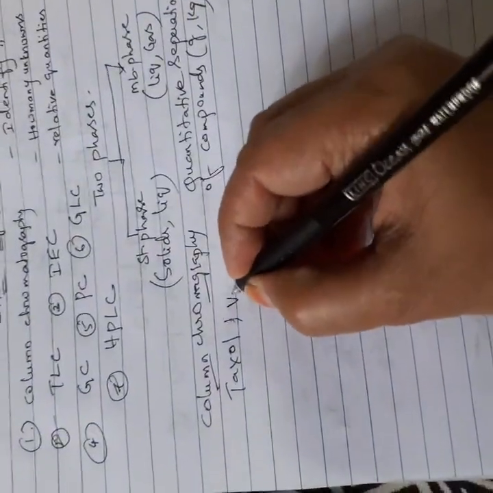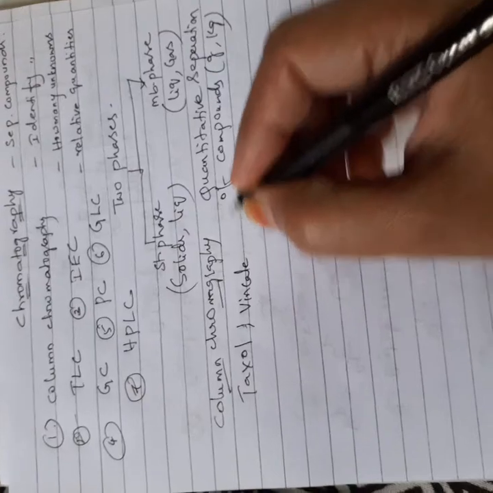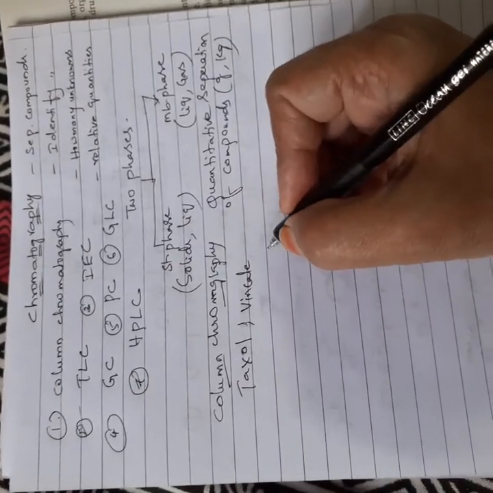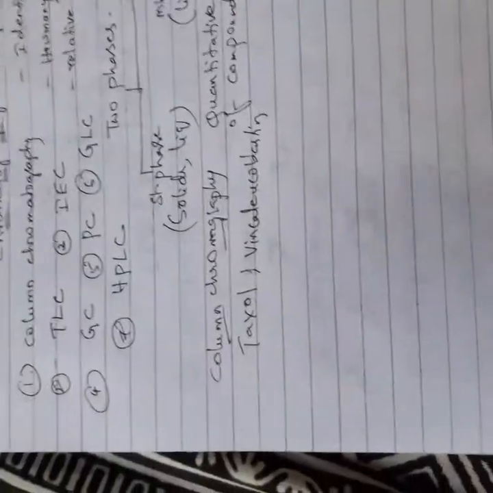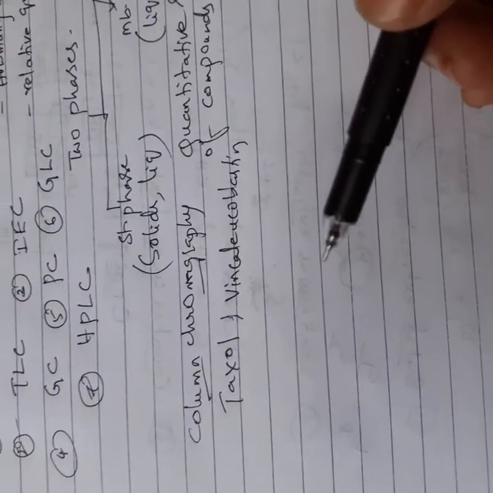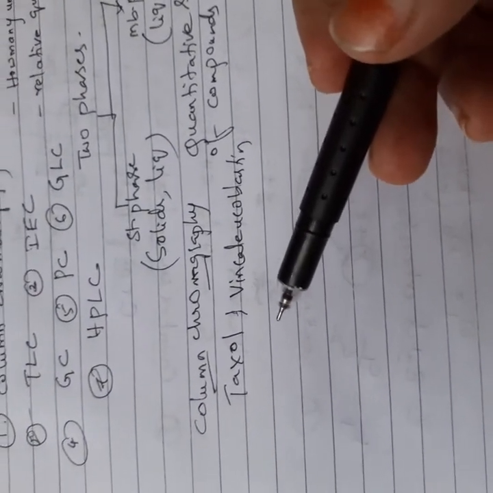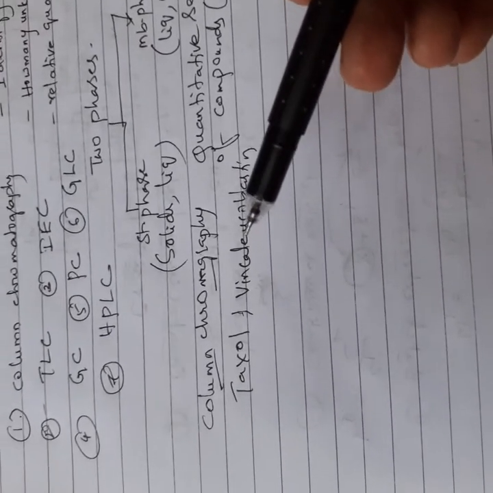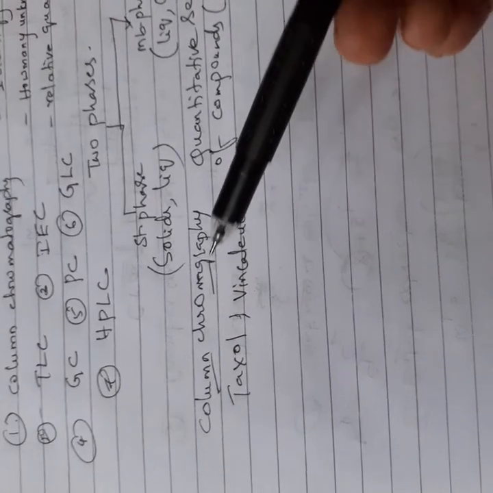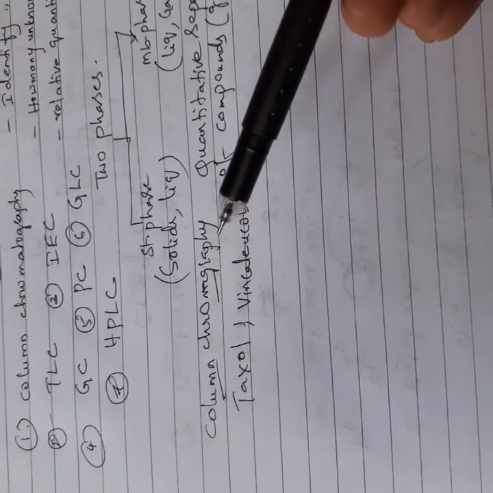Taxol and vinblastine. These are the two anti-cancer drugs which are separated quantitatively on a large scale by using this column chromatography technique.